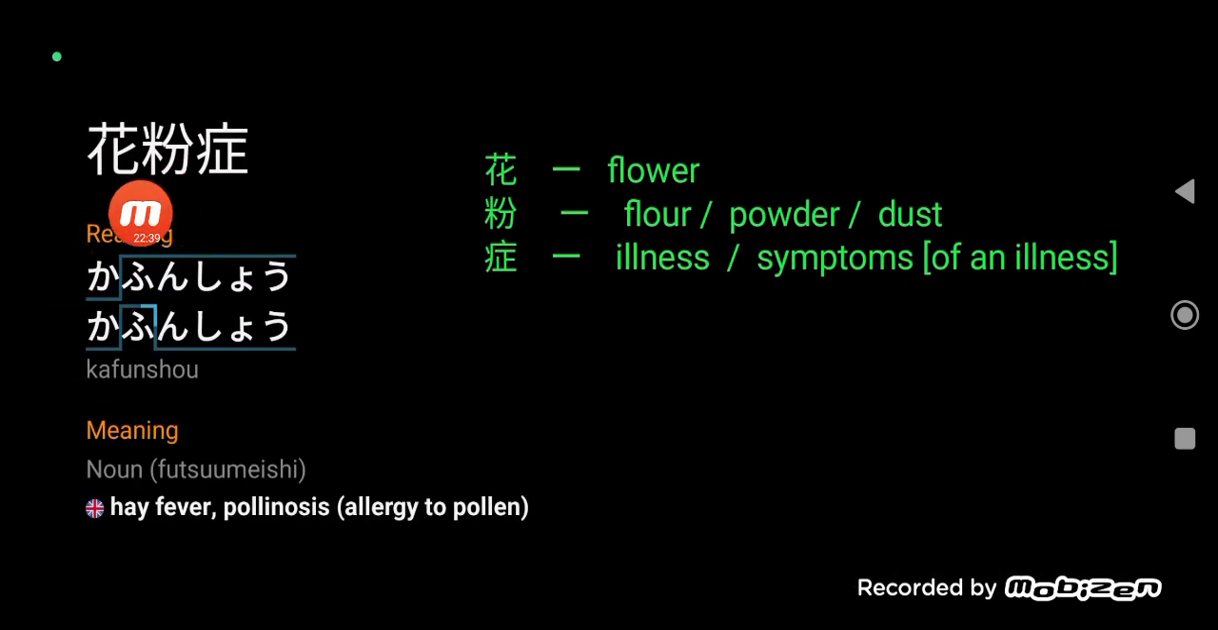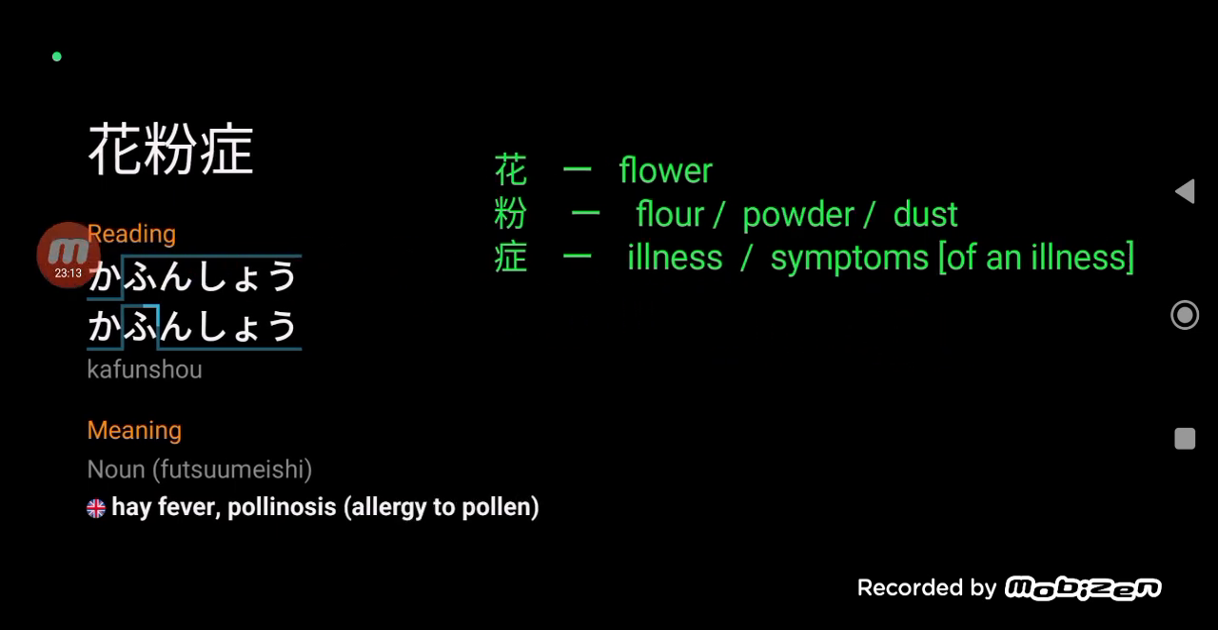Okay, and kafun, our subject kanji for today is here. Kafunshou. This is hay fever, a disease in which you are allergic to pollens of plants that bear flowers. Kafun. The first kanji means flower, the second kanji means flour, powder, dust, the third kanji means illness or symptoms of an illness. Kafunshou.